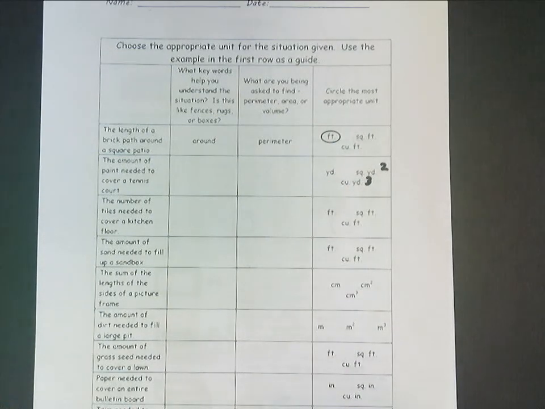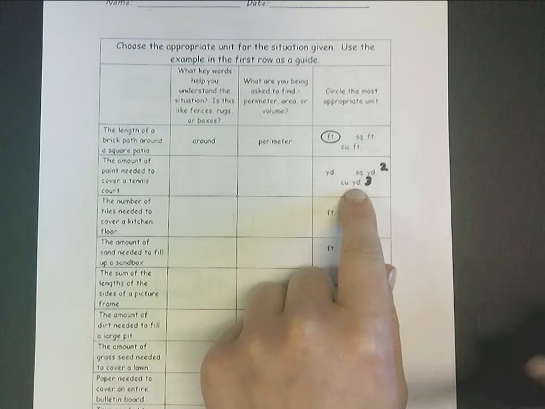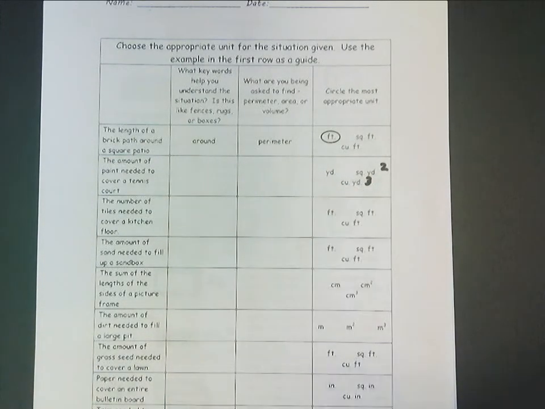So remember, if it is perimeter, it is regular. If it is area, it is squared. And if it is volume, it is cubed. We're going to do a couple of these together, and then the rest you're going to have to finish and bring in and show your teacher tomorrow.